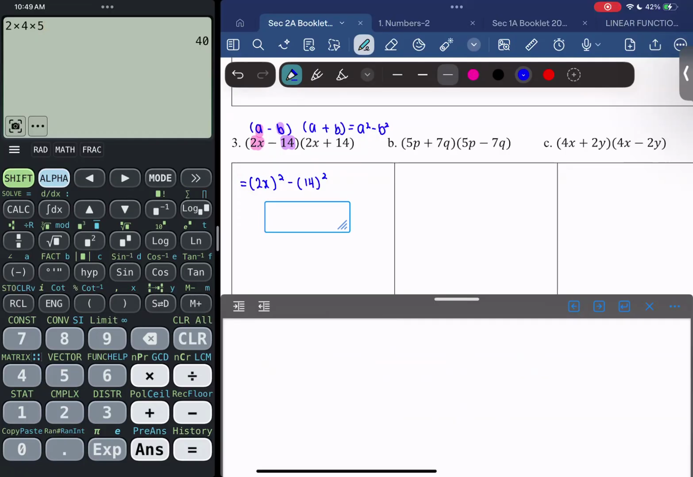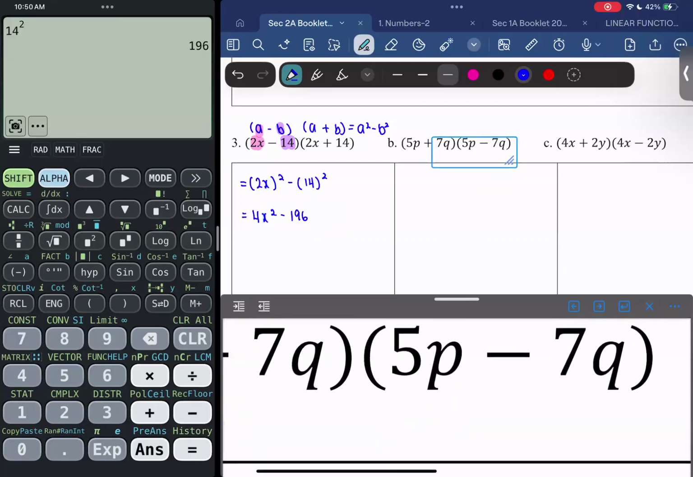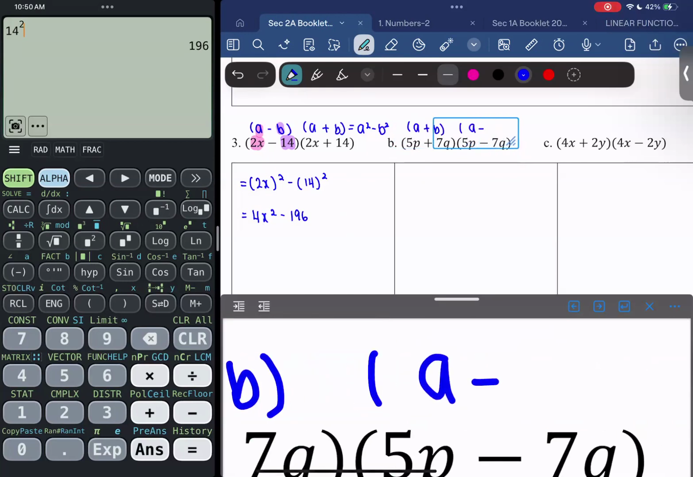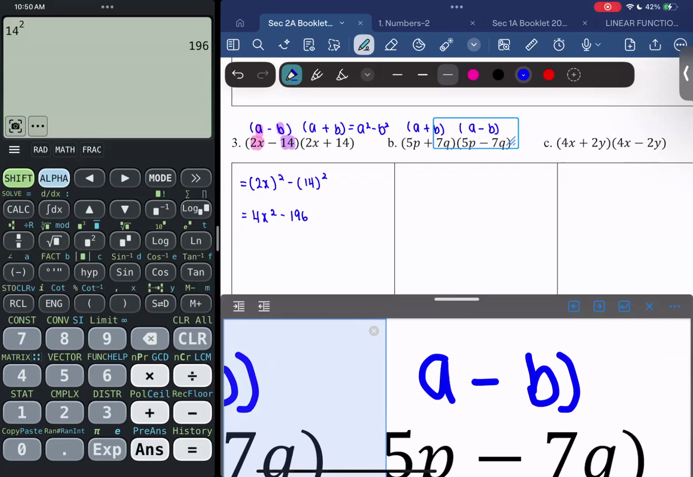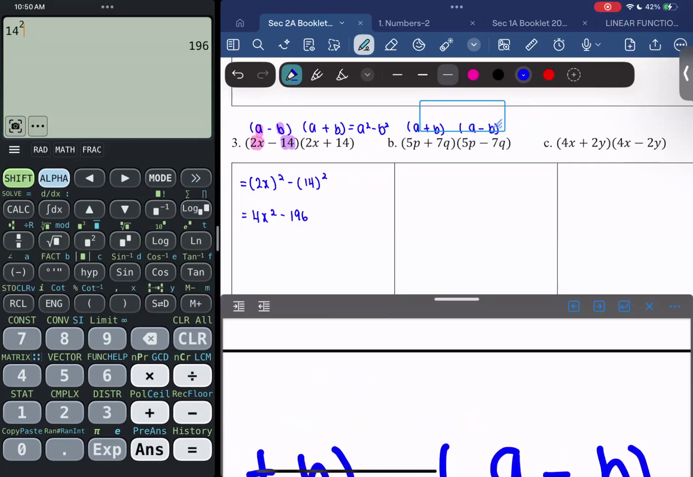A and b, copy and paste only. Both are squares, there's no multiple of 2. So it is just 4x squared. Calculator, 14 squared is what? 196. All right, both are squares, there's no multiplication of 2. This one, same thing. This is a plus b times a minus b. Even though the signs are swapped, it's the same outcome.